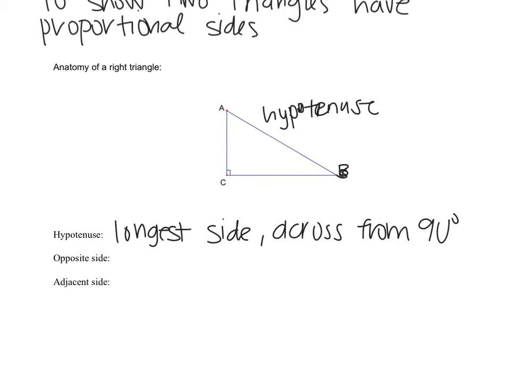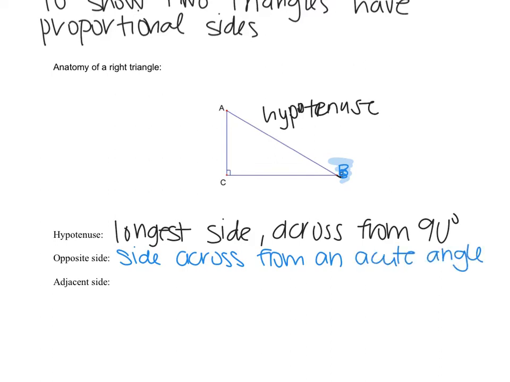We also have what's called the opposite side and the adjacent side. Now the opposite side and adjacent side are based on which angle you're looking at in the triangle. So let's start with angle B. Its opposite side would be the side across from the acute angle. So in our case, the opposite side would be side AC. It is opposite of angle B.